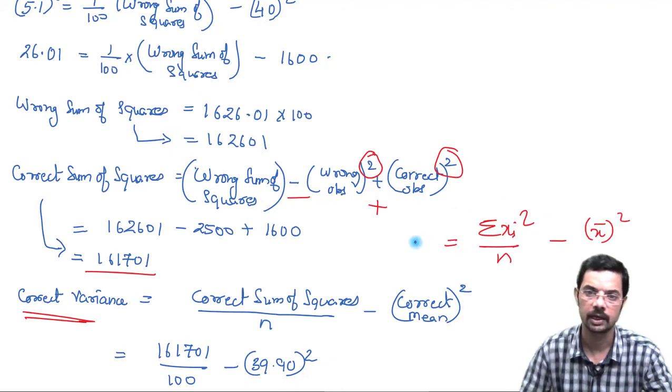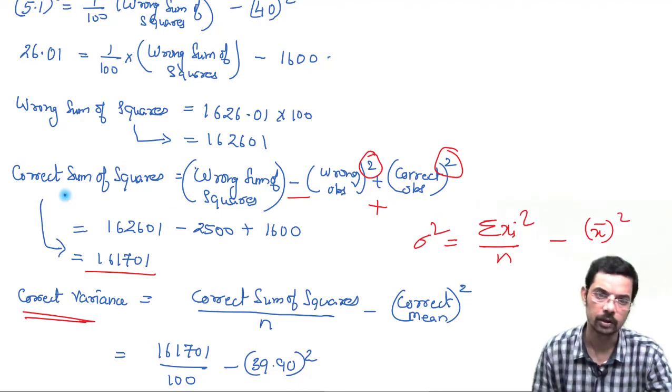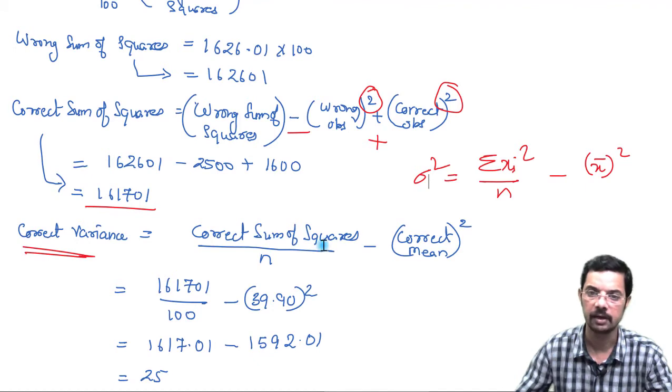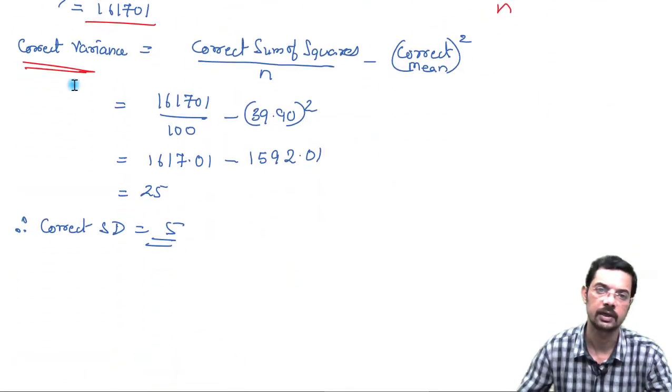This is what we define as the variance. Sigma square is the variance, or the correct variance. So the corrected sum of squares divided by n minus the correct mean whole square. What we get here is 161701 divided by 100 minus 39.90, as we have already found the correct values, and we are just putting in those correct values, and finally get 25 as the correct variance.